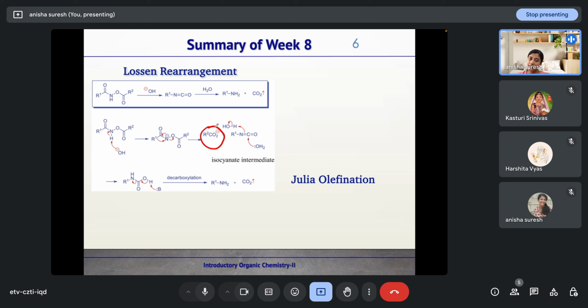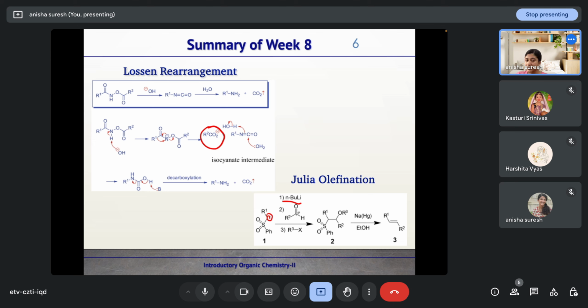Now coming to some name reactions that were discussed in this module. First, the Julia olefination reaction. We have the sulfone. Here this proton will be acidic because the sulfone at this position is electron withdrawing in nature. So that anion will be generated and it will add on to this. In the presence of butyl lithium, this will lead to the formation of this anion.